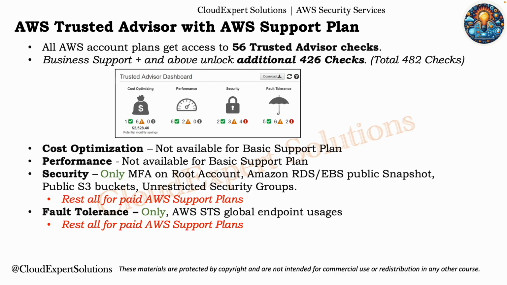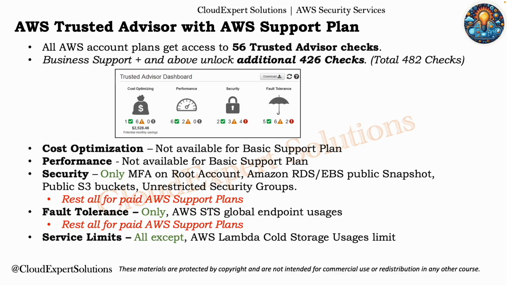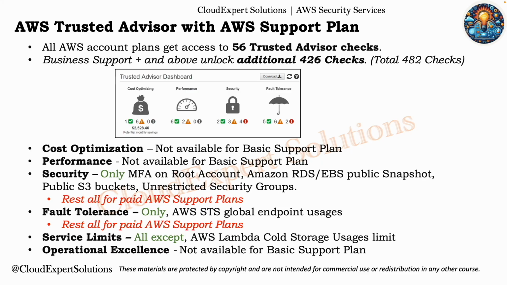Next, we have service limits. In this pillar, all the checks are available except AWS Lambda code storage usage limit, which is only available for AWS Business Support and higher. And finally, operational excellence. This is also not available for the basic support plan.